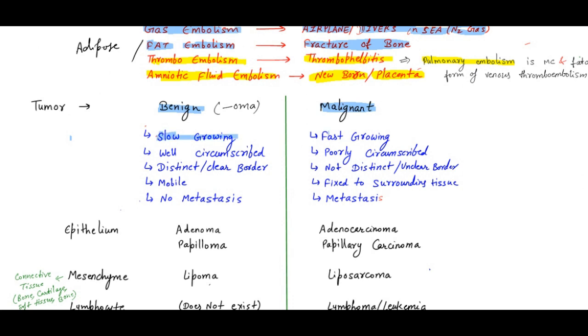And malignant tumors are fast growing. They have high malignancy, so they are fast growing. Benign tumors are well circumscribed, meaning they can be easily identified and are distinct, with a clear border. But malignant tumors are poorly circumscribed, so we cannot determine it simply. These are not distinct because they have an unclear border. Benign tumors are mobile, they can move, but malignant tumors are fixed to the surrounding tissue.